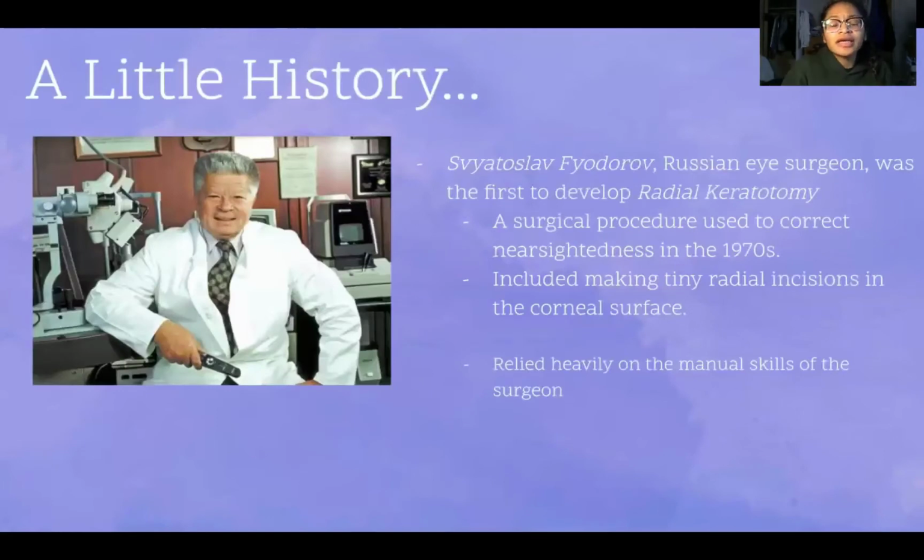A little history. This man was a Russian eye surgeon and was the first to develop radial keratotomy. This is a surgical procedure used to correct nearsightedness in the 1970s. This included making tiny radial incisions in the corneal surface. The downside about this procedure, though, is that it relied heavily on the manual skills of the surgeon, so it wasn't as precise as it could be and which is now.